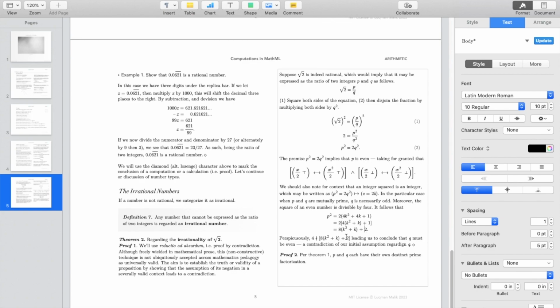We end up with an integer plus a fraction, which gives us a mixed number, right? Whole number plus a decimal of some sort. And therefore, this leads us to conclude that Q must be even, a contradiction of our initial assumption regarding Q. All right, and that sort of concludes this proof.